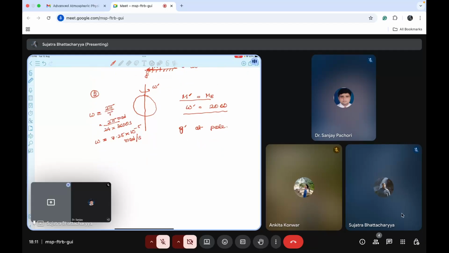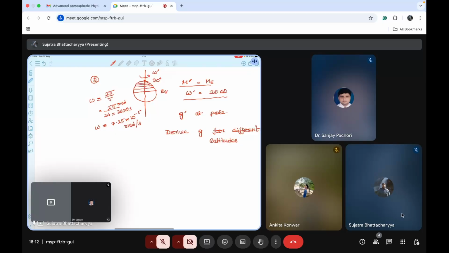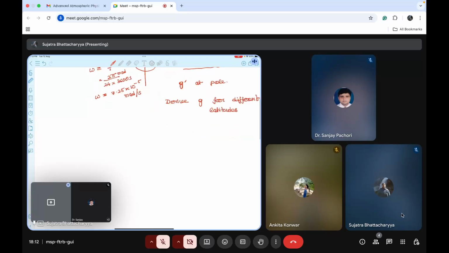So let us derive gravity g for different latitudes, how g varies with latitudes. Why latitudes? Because in the question it is asked at pole. So you know that this is equator, and as you move like this, these are the latitudes. And at pole, the latitude is 90 degrees, right? This is the basic thing which all of us know. So this is what we will be trying to do.